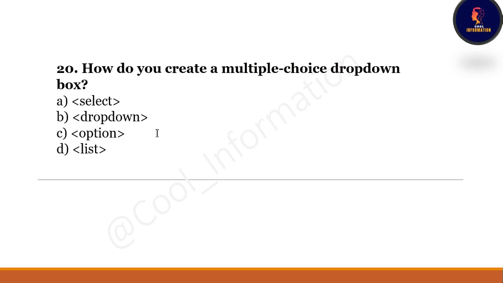How do you create a multiple choice drop down box? Very simple question. Option A is by using select element. Option B drop down elements. Option C is option element, and last option is list element. Correct option will be option number A. By using select tag, we can create a multiple choice drop down box.